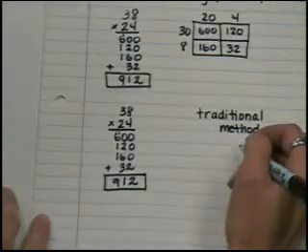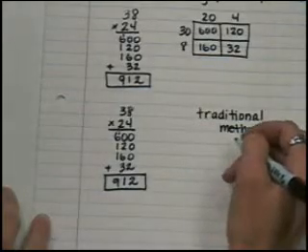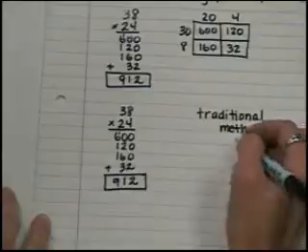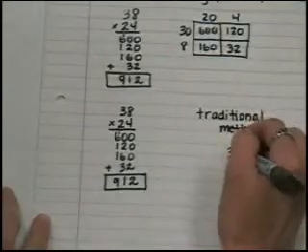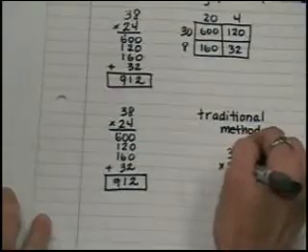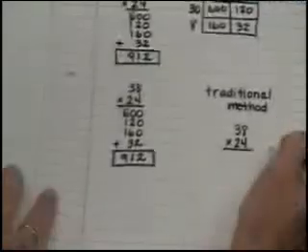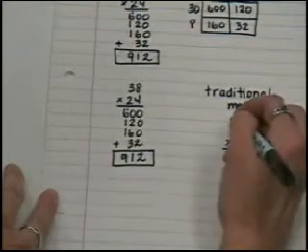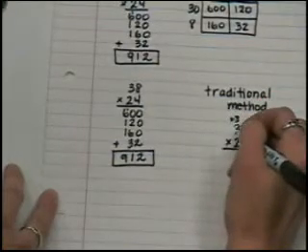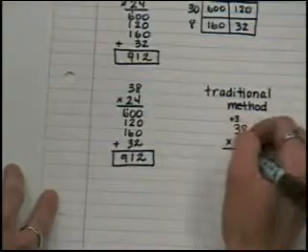What I'd like to show you now is the same 2-digit by 2-digit multiplication problem using the traditional method, or the traditional algorithm. We would take 38 times 24. We would say 4 times 8 is 32, put the 2, carry the 3. 4 times 3 is 12, plus 3 is 15.